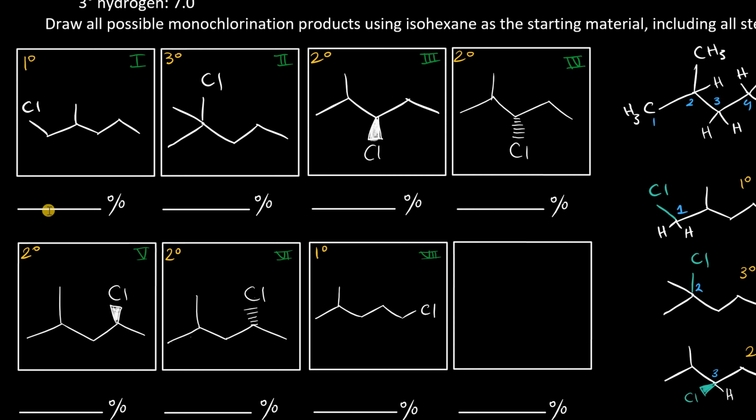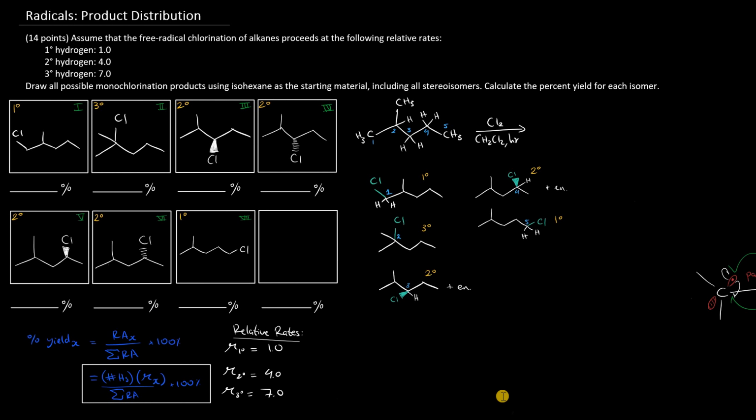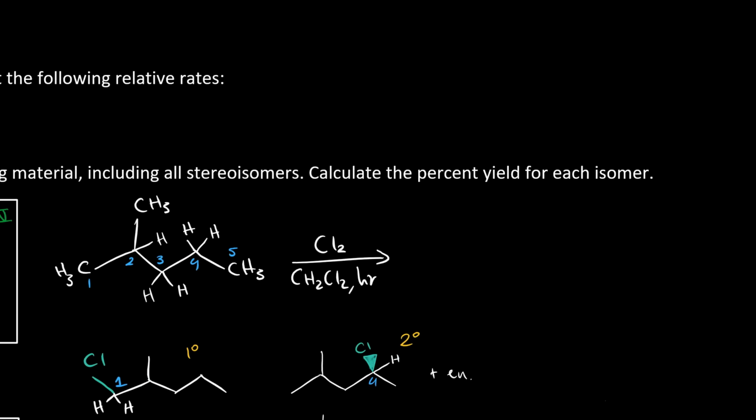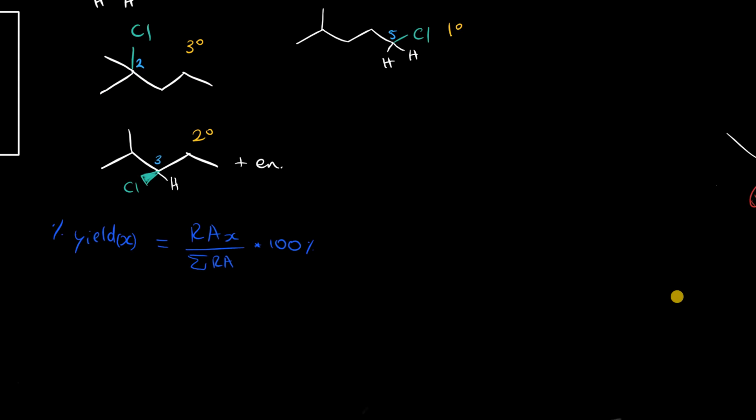The next step is to calculate the percent yields for each one of them. To begin, we need to know the number of hydrogens that were abstracted to form the particular product. We also need to know the relative rates which are given. If we find the product of those two, divide that by the sum of all relative amounts, and multiply by 100, we have the percent yield of that particular product. So essentially what we need to do is look at the number of hydrogens that are abstracted for the formation of each product and multiply it by the given rate.